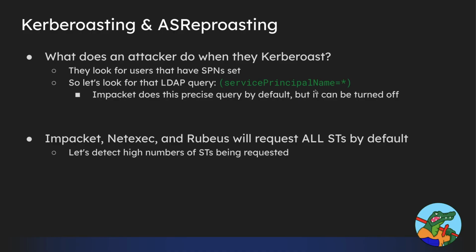You also want to detect high numbers of STs. By default, all these tools will request a hash for every single service account. That's a bad idea. You should really be doing it targeted, only requesting one service account. But by default, it's going to request for everything. So if you see one user requesting a hash for every service account, that's really suspicious, right?